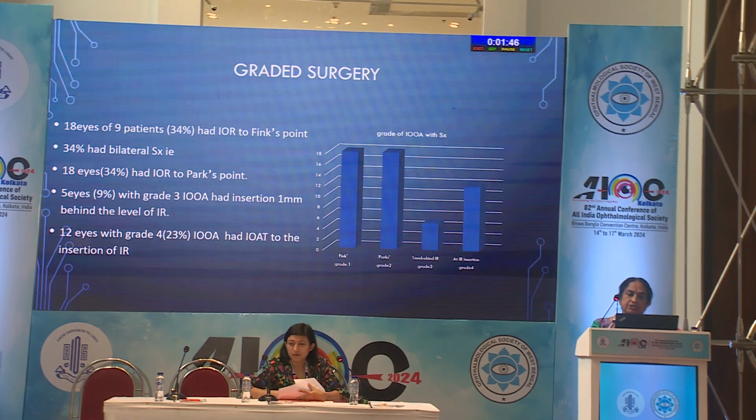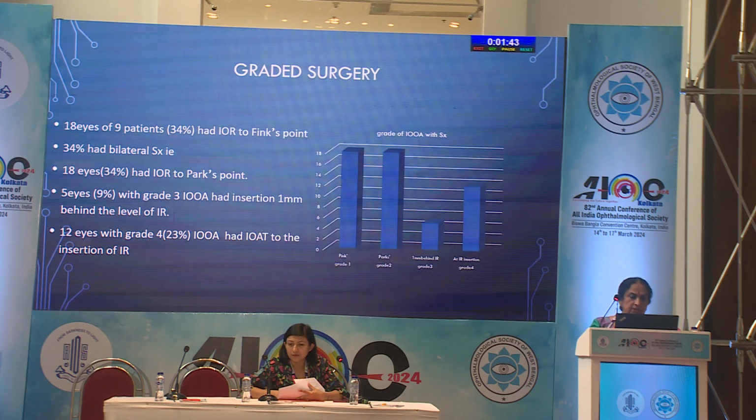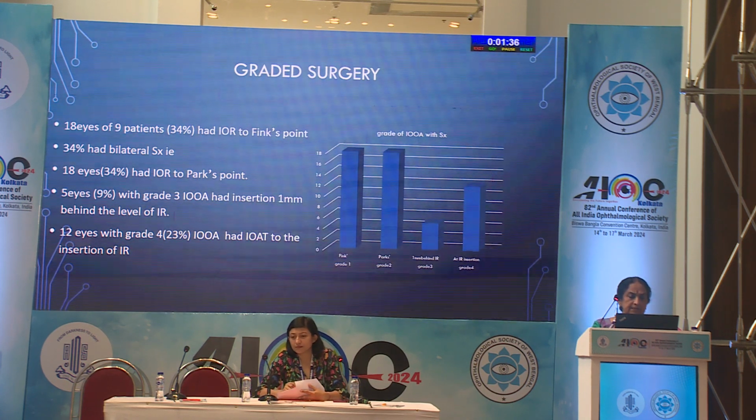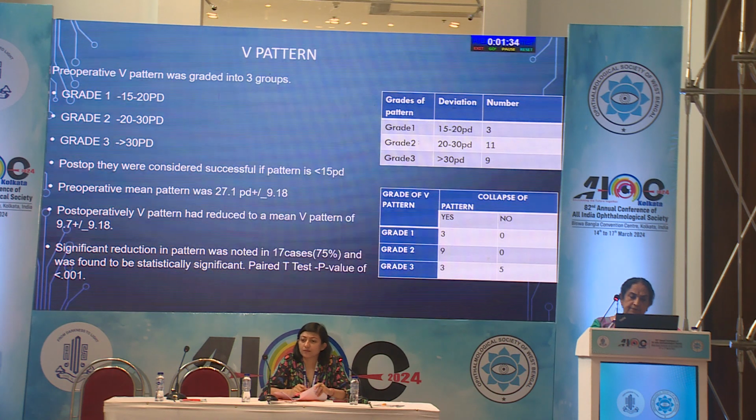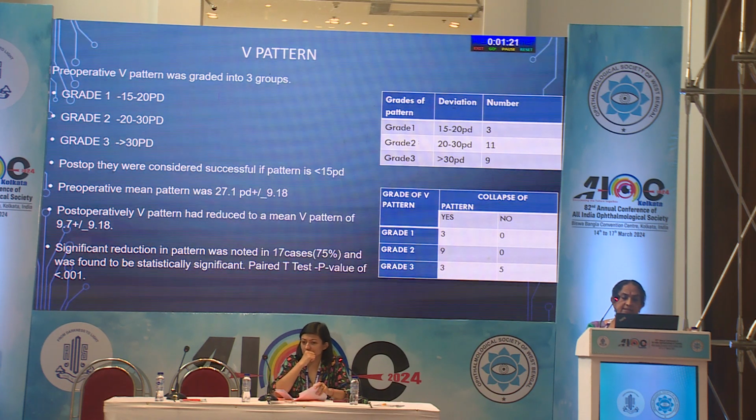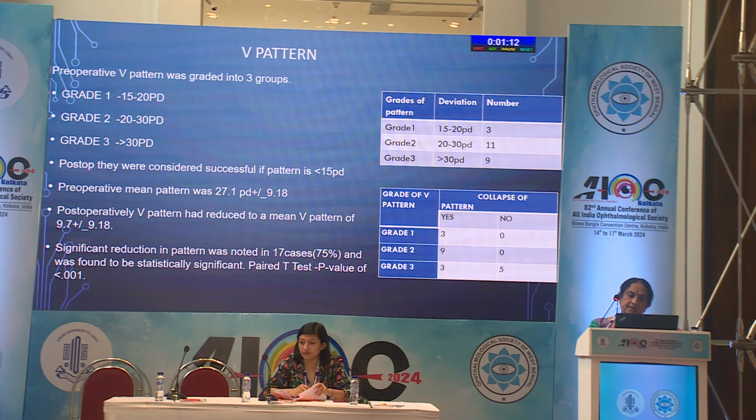34% had infero-oblique recession to Fink's point. 34% had insertion to Parks'. 9% had grade 3, 1 millimeter behind the level of inferior rectus, and 23% at the level of inferior rectus. Grading of V pattern was also done between 1, 2, 3. Postoperatively, they were considered successful if pattern was less than 15 prisms, and preoperative mean pattern was 27.1. Postoperatively, it was 9.7.